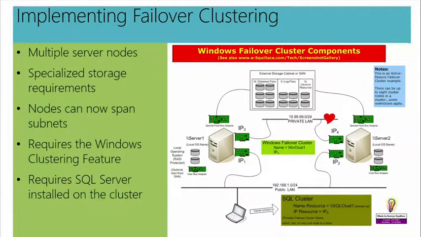So this could be iSCSI, this could be Fibre Channel, but I allocate resources such as a bunch of disks for data files, a bunch of disks for log files, and then I have another resource which is called the quorum. The quorum, as seen in this diagram, is a tiebreaker kind of resource that says this is the node that's actually in charge.